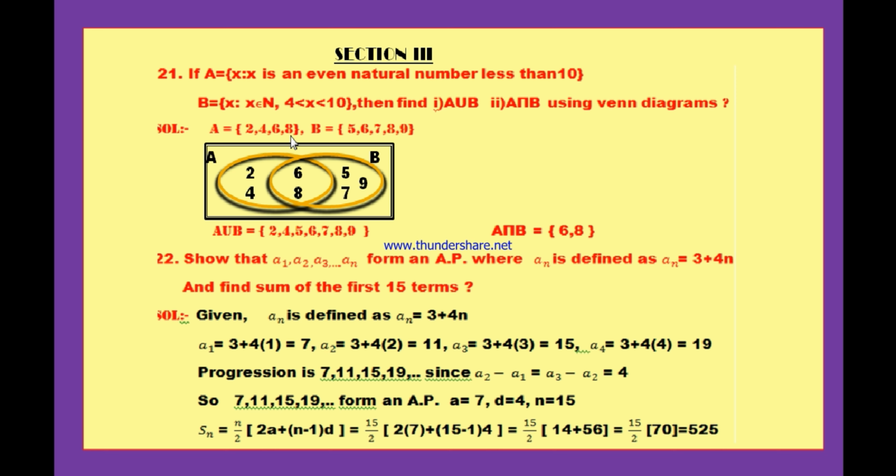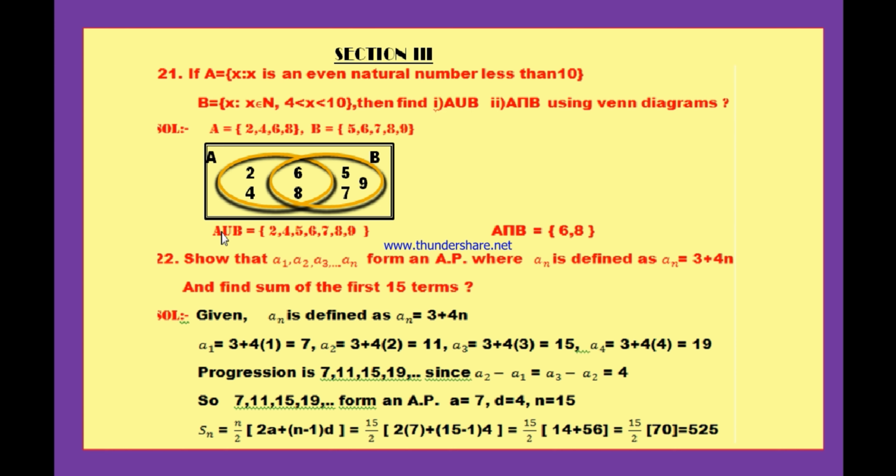Now, excluding 6 and 8, the remaining elements in A are 2 and 4. Therefore, write them in the portion where it belongs to only circle A. And excluding 6 and 8, the remaining elements in B are 5, 7 and 9. You write them in the portion which belongs to only circle B. This is the Venn diagram.